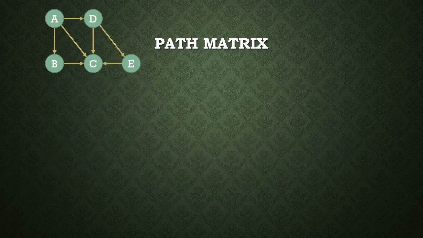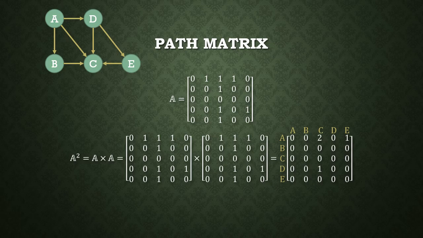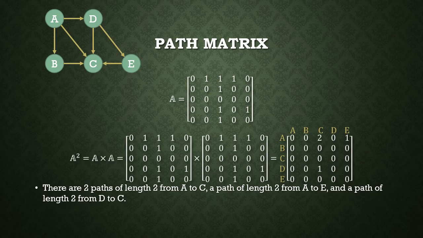Let us compute the path matrix for this graph. We start with the adjacency matrix and we multiply this matrix with itself to find A squared. This is simple matrix multiplication. How do I interpret this matrix? There are two paths of length 2 from A to C. One is this path from A to B and then from B to C. The other is this path, from A to D and then from D to C. A path of length 2 from A to E.